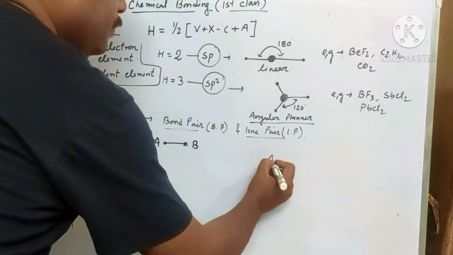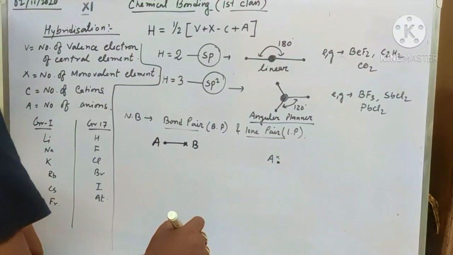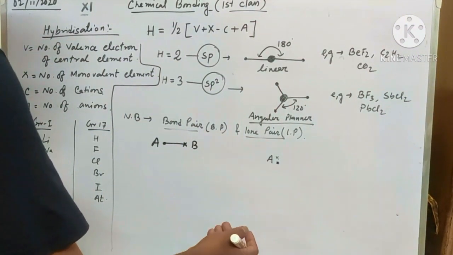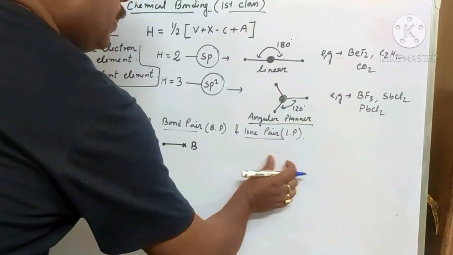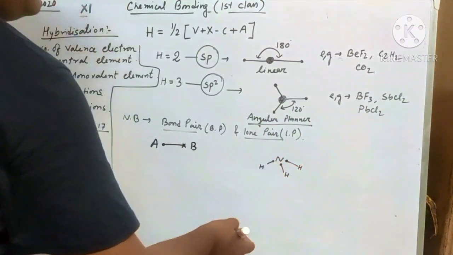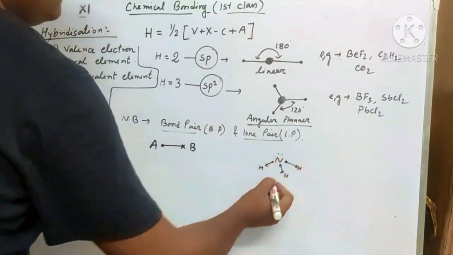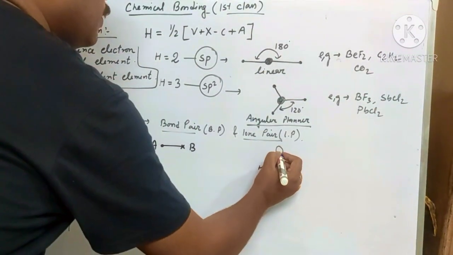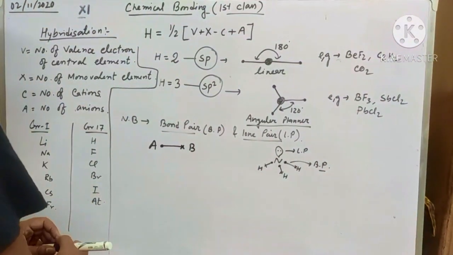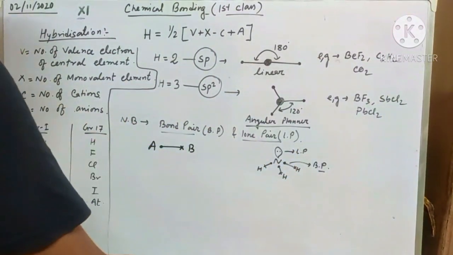But if an element satisfies its valency by accepting electrons from others, gaining its octet state or fulfilled configuration, then that particular thing is known as lone pair. Example, suppose nitrogen forms three bond pairs with three hydrogen. The hydrogen provides one electron to each bond pair. So the overall electrons present in the nitrogen atom are 5 in its valency. So the remaining two electrons as a pair are known as lone pair. An element satisfied by its own electron pair is called a lone pair.